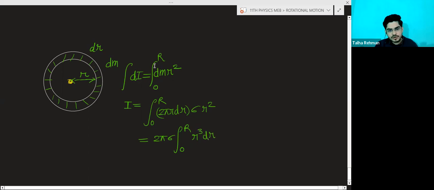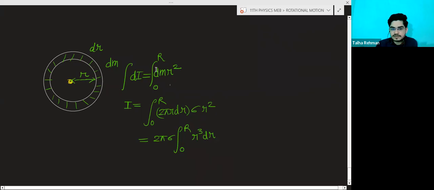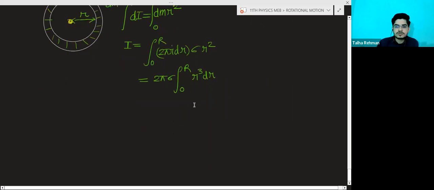You can ask me one question: sir, why have we not done the integration here? There is a reason for that, because here is this dm. So either you should change this r in terms of m, mass. Okay, the integration is done for the same type of variable. So that is why I have changed this mass in terms of the radius dr and all that. By the way, now can you do this integration? This is very simple. That day I have told you.